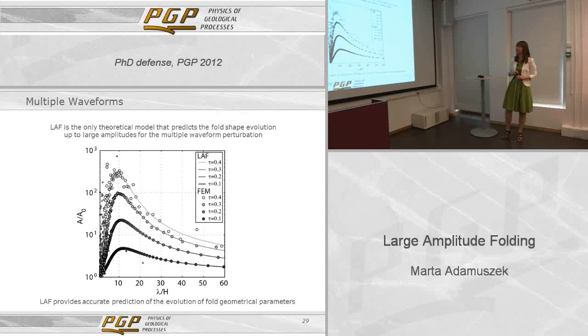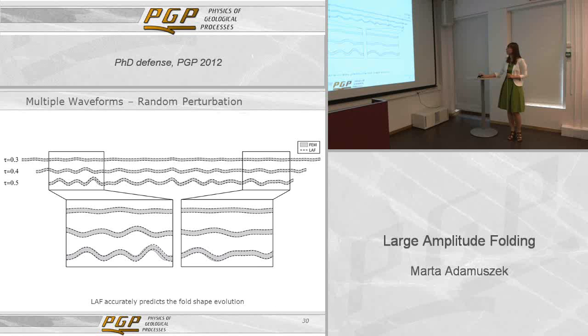And in this model, we see that LAF accurately reproduces finite element results. And here I show a picture of how these folds look. And I show the evolution of the fold with time. And the fold that is developed numerically is highly irregular, and we see that LAF quite accurately reproduces this irregularity of the fold.